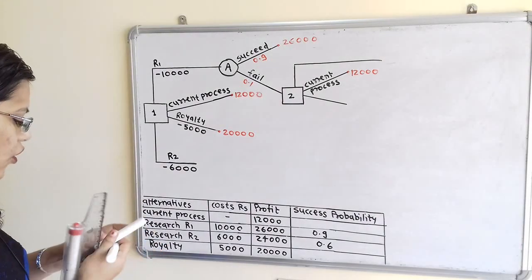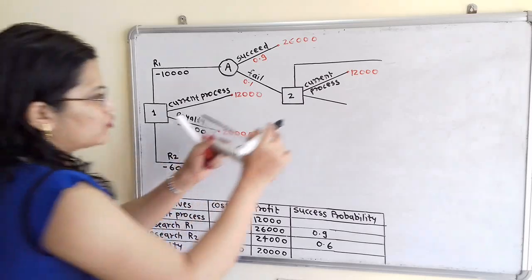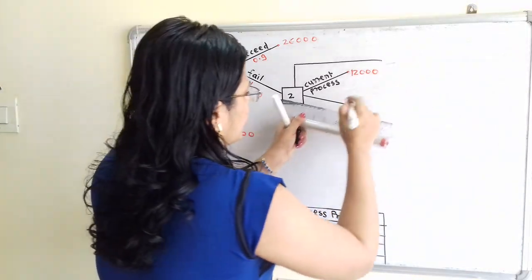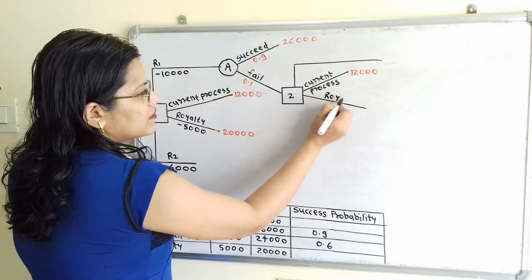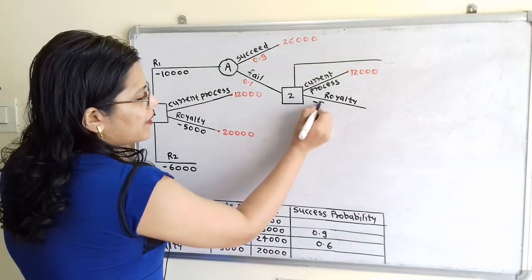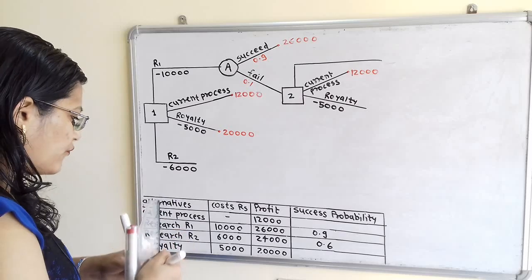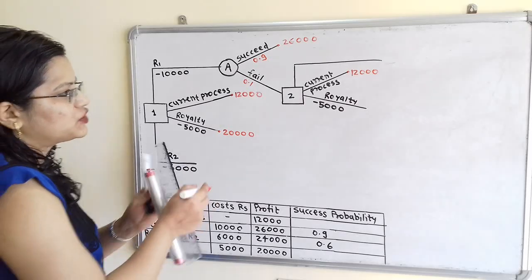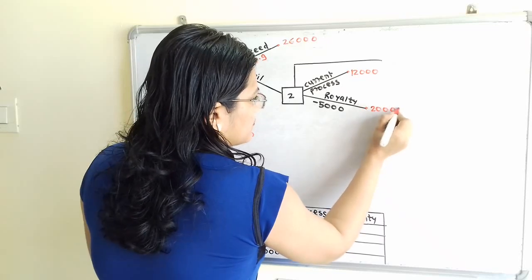For this royalty we have to mention the cost also. So we will write here, as a royalty, and royalty will cost rupees 5,000, that is minus 5,000. And what is the profit? Profit is 20,000. So we will mention here the profit of 20,000.